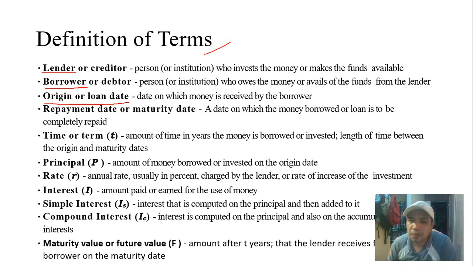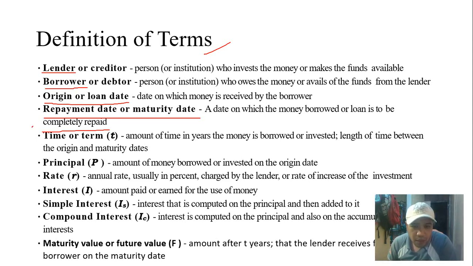Next is the origin or loan date, the date on which the money is received by the borrower. So kung kailan siya iniram, that is our origin or loan date. Repayment date or maturity date, a date on which the money borrowed or loaned is to be completely repaid. So in this setup, since meron tayong sinasabing completely repaid, that means it may be in installment form. It will be paid every month, kaya siya may completely repaid.